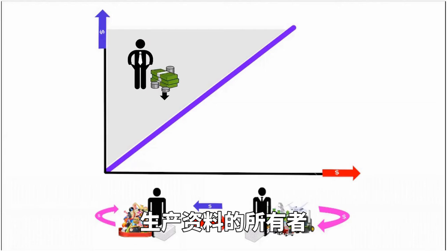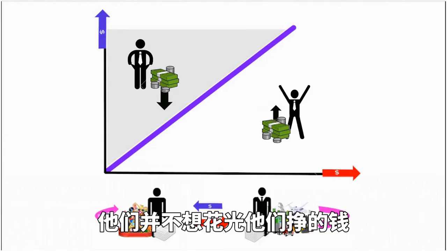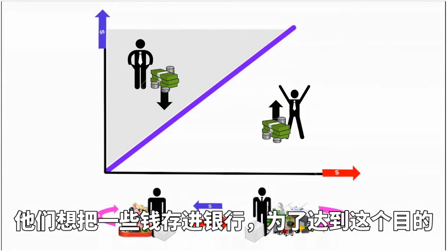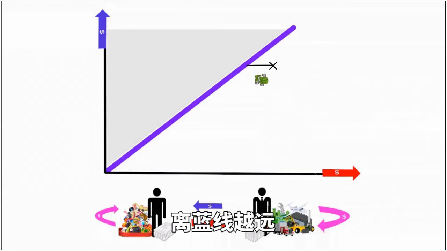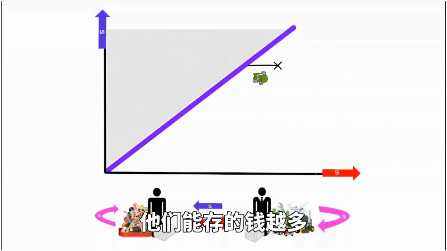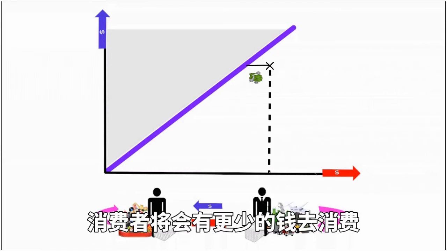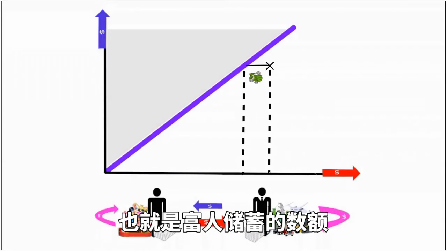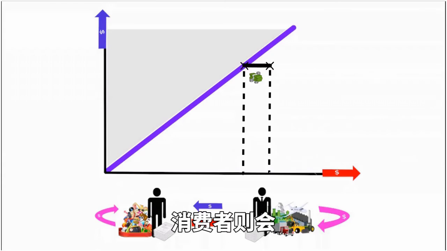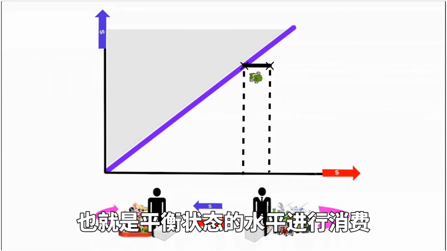The owners of the means of production, the rich, don't want to spend all the money they earn, but want to save some of it and put it in the bank. And for that, they will have to operate below the blue line. The further away from the blue line, the more savings they can make. For the next period, the consumers will have less money to spend. How much less money? The amount that has not returned, that is the amount that has been put aside by the rich. The consumers will want to spend at the level of their income, that is at the level of the balanced state. But there are some leaks.